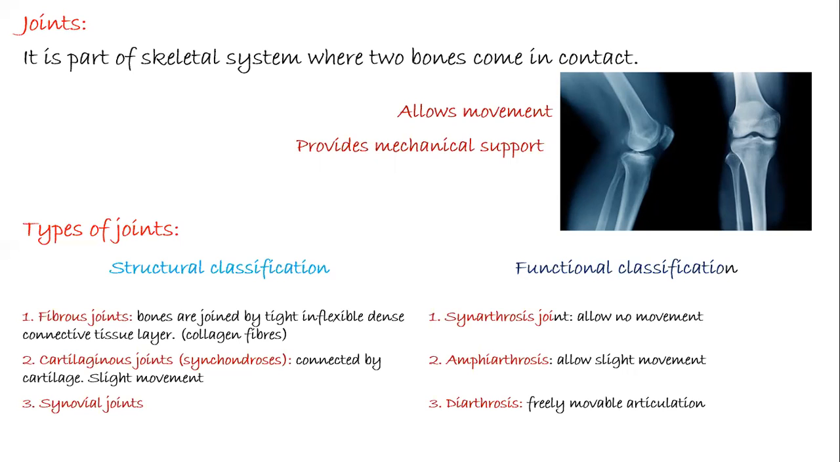The functional classification includes first, the synarthrosis joint, which allows no movement. The second is amphiarthrosis, which gives slight movement. And the third class is diarthrosis. It allows freely movable articulation.